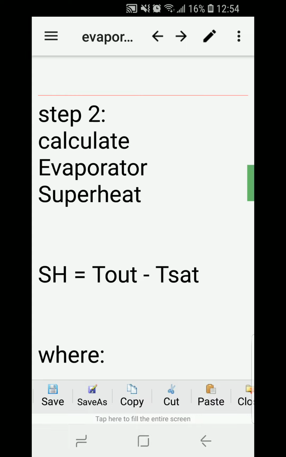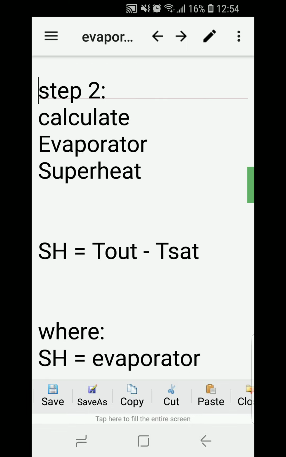And then step 2, you can calculate the evaporator superheat using the following formula. Superheat is equal to the outlet temperature of the evaporator minus the saturation temperature at the given low side pressure or suction pressure.